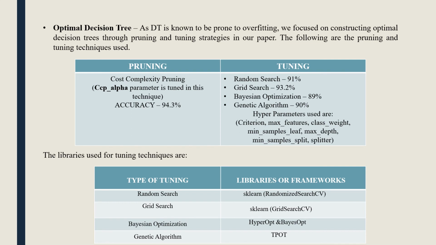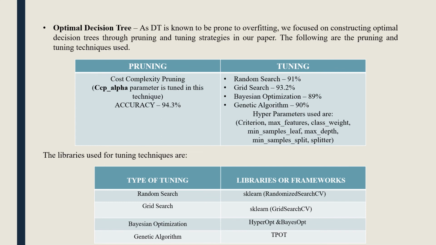The next phase is optimal decision trees. As we all know, decision trees are prone to overfitting. Overfitting is a problem that generally occurs in tree-based techniques. Here the tree performs very well on training data and it will perform poorly on testing data. In order to overcome this overfitting problem, we used pruning and tuning strategies in our paper. The pruning and tuning strategies are listed here.